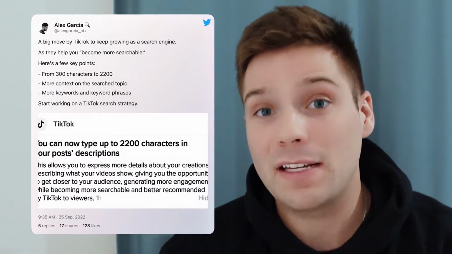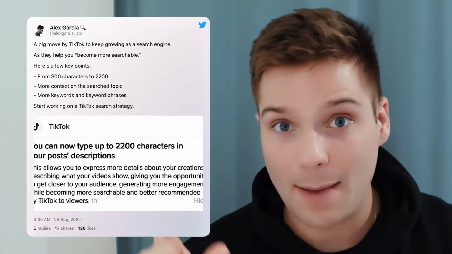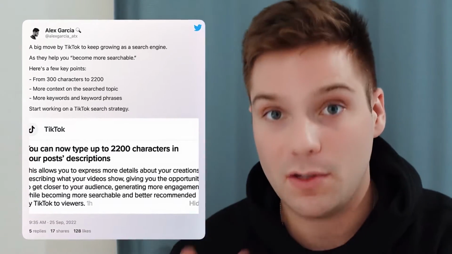And TikTok actually recently just changed the character limit within captions from 300 to 2200, and they did this deliberately to give you more of an opportunity to give them the right information to help you rank your videos within search. But to do that, you need to know what to include and where to include it. So let's get right into it.